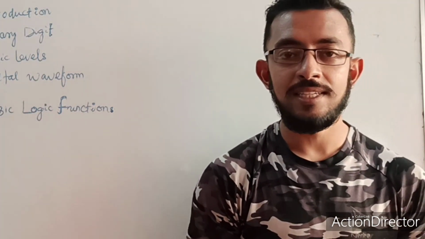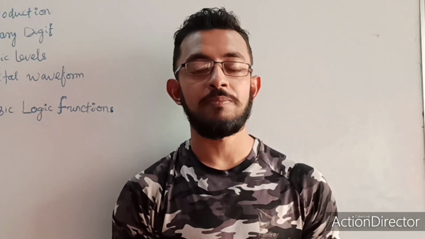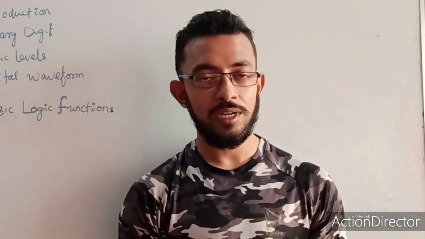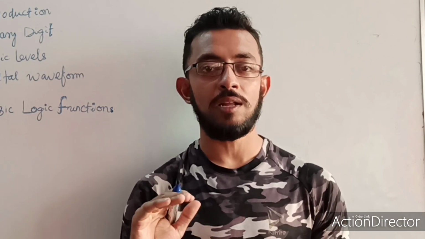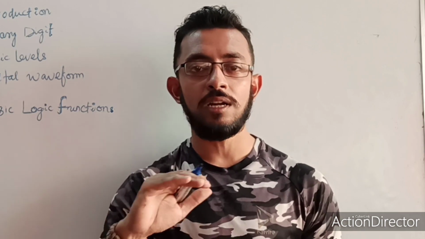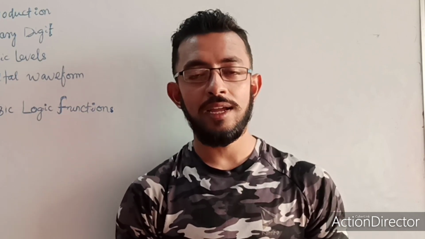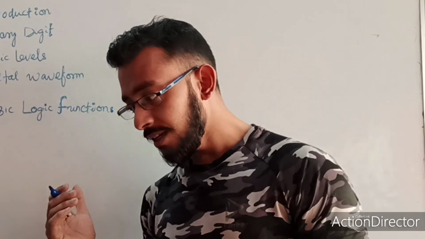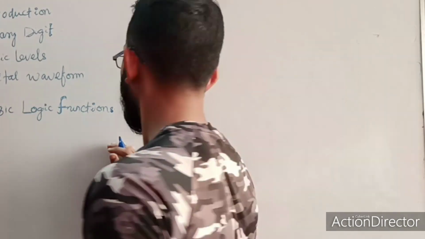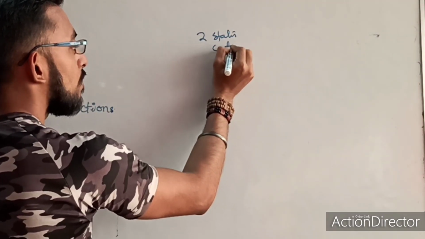So what is a binary digit? This digital signal, that is the digital waveform, can be represented by only two states. One can be either high or low. Unlike an analog signal, where there are various states, in digital there are only two states, one high and the second low. These two states are called codes.